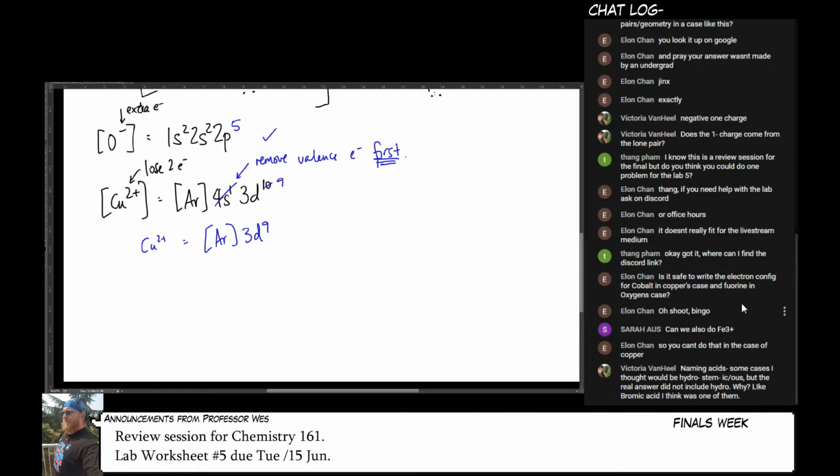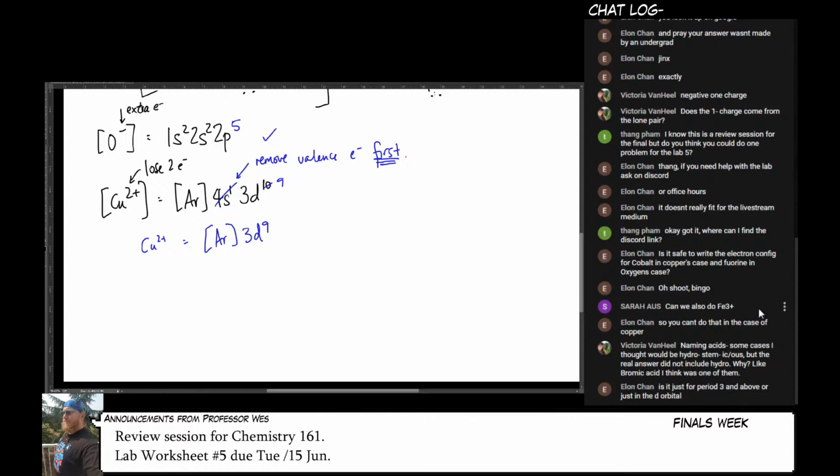Is it safe to write the electron config for cobalt in copper's case and fluorine in oxygen's case? For fluorine in oxygen's case, yes. For cobalt, no. Oh, and you said that down here. Yeah. So when you're removing stuff, you're always going to be taking away those s electrons first. So you're not going to end up with the same number of electrons as other things, going backwards, anyway.